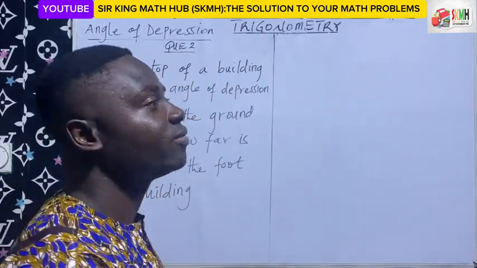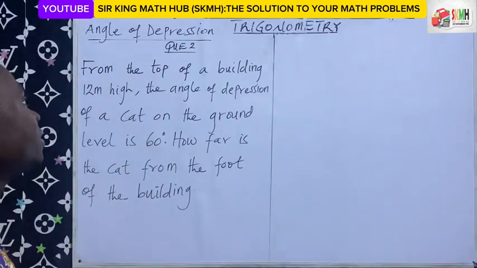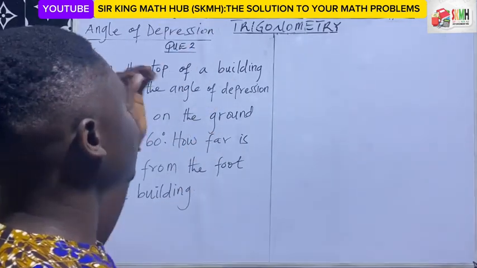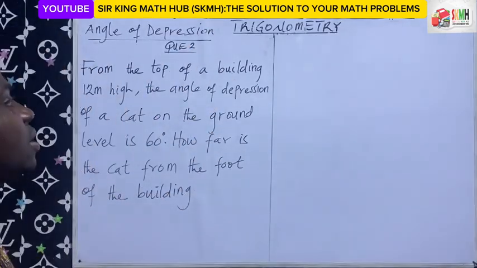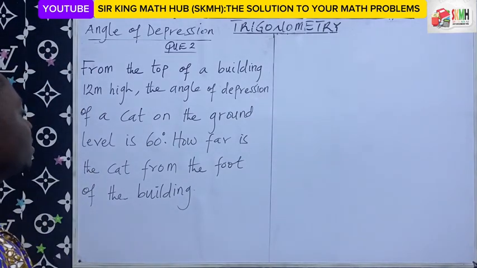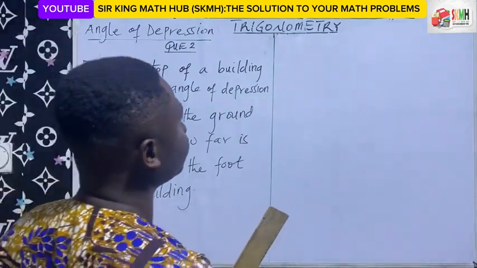Still on trig, angle of depression, question 2. I read: from the top of a building which is 12 meters high, so the height of the building measures 12 meters, the angle of depression of a cut on the ground level is 60 degrees. So this information should help us draw something.